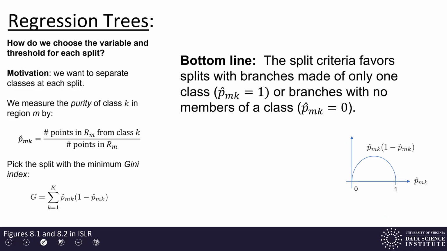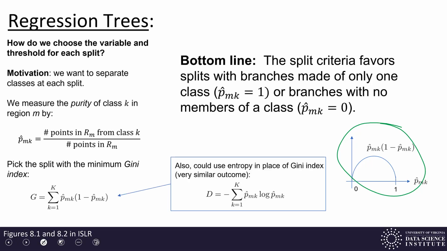The bottom line: split criteria favors splits with branches made of only one class, or branches with no members of some class. And it's this function that favors those. This is what we think about as the purity. So the split criteria favors regions that are pure with respect to the classes.